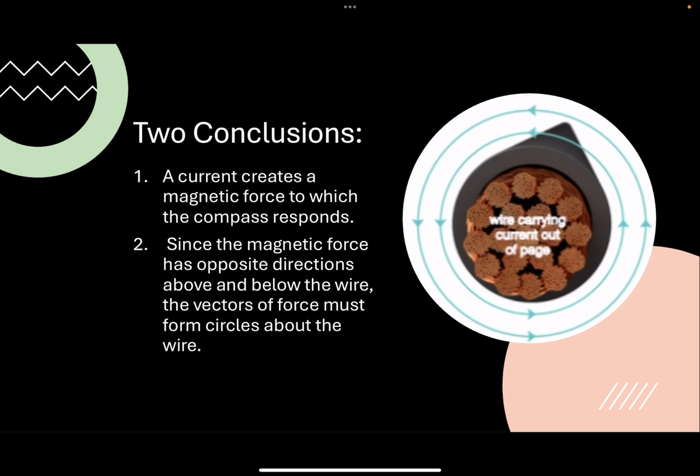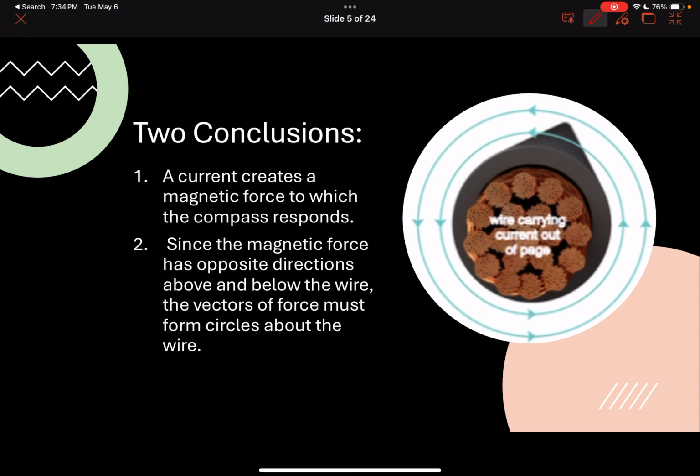Well, this led Ørsted to make two very interesting conclusions. Number one, a current creates a magnetic force to which the compass responds. This was surprising and really created an uproar in the scientific community. And then number two, since the magnetic force has opposite directions above and below the wire, vectors of force must form circles about the wire. Now, this is very interesting.